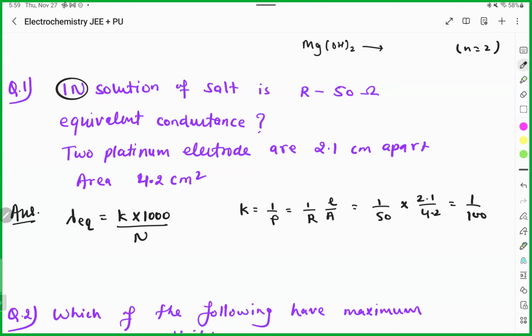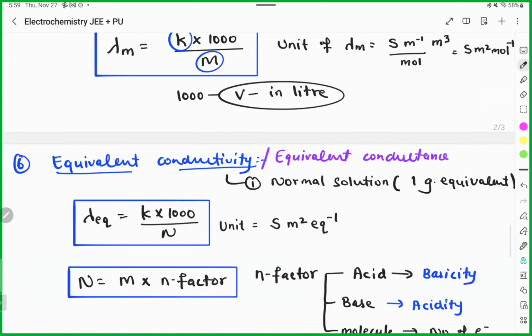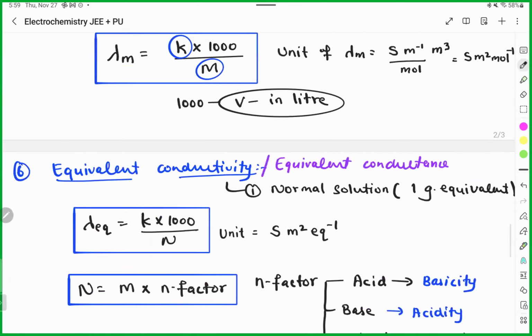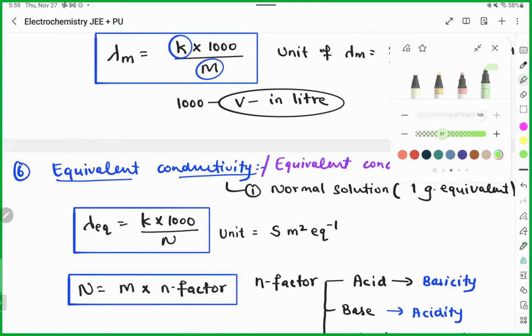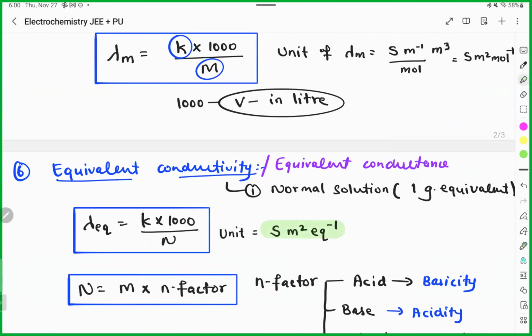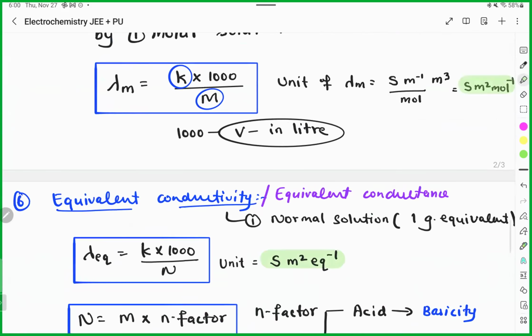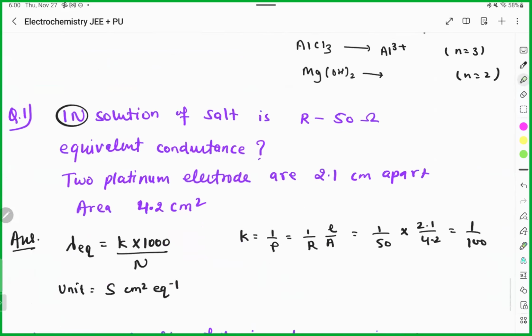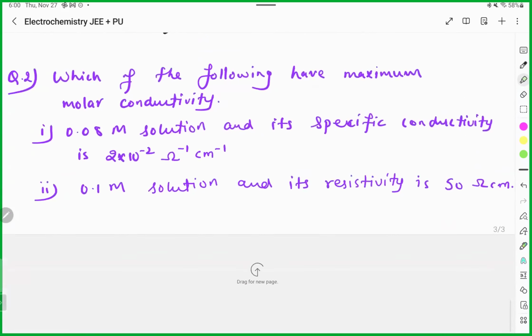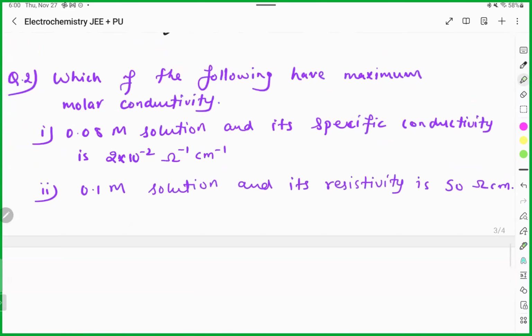But the answer was correct. Unit is important because the unit in this case is Siemens meter square or centimeter square, it's your choice, per equivalent. Correct? We already said it here. Siemens meter square per equivalent, and here in the same way Siemens meter square per mole. Okay. What will be the answer of the second question?